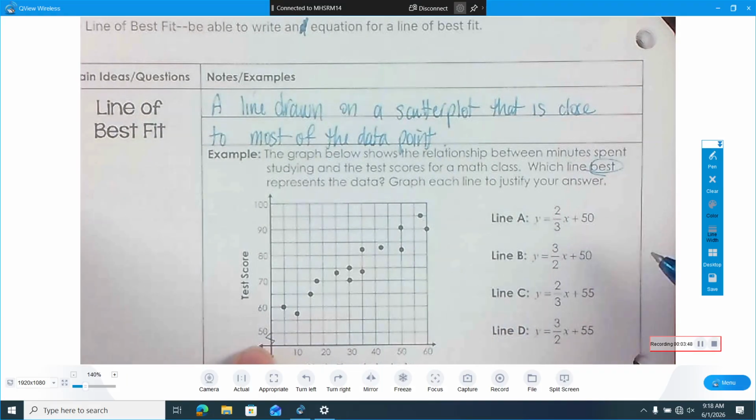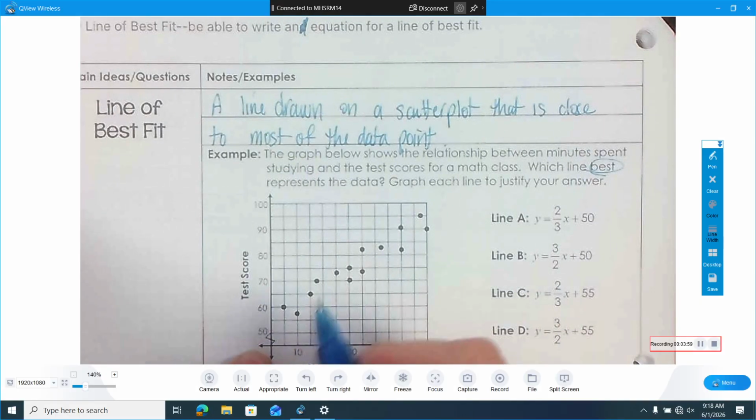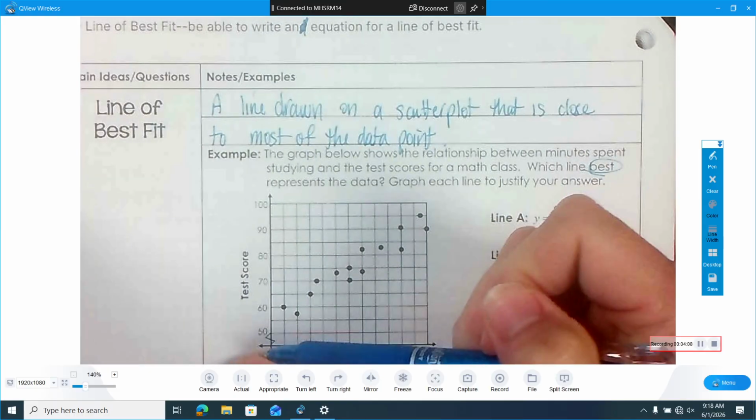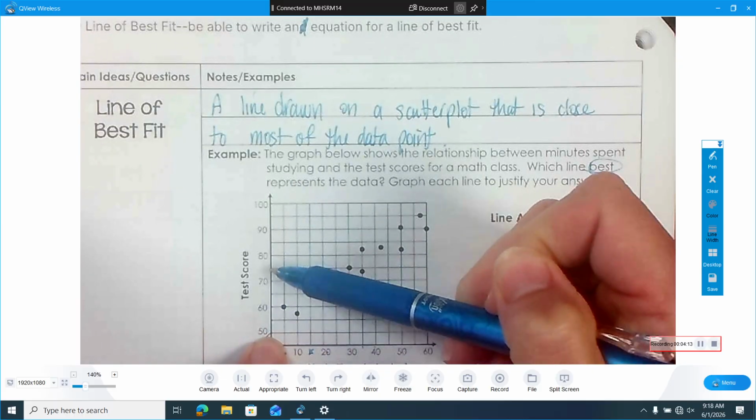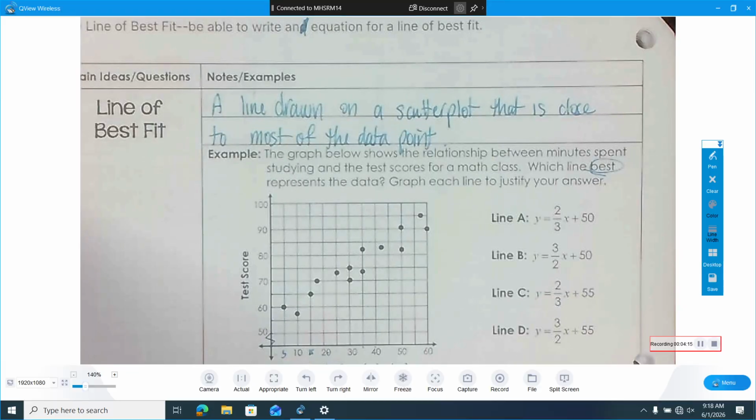But there's one thing I want to talk about here. In order to graph these lines, we want to make sure that our scales are counting at the same rate. So when we look at these boxes, what is each box counting by? 5, yeah: 5, 10, 15, 20, 25, 30, 35, 40. And same thing here, 50, 55, 60, 65, 70, 75. So they're counting by the same scale. That's really important so that we can graph these lines.